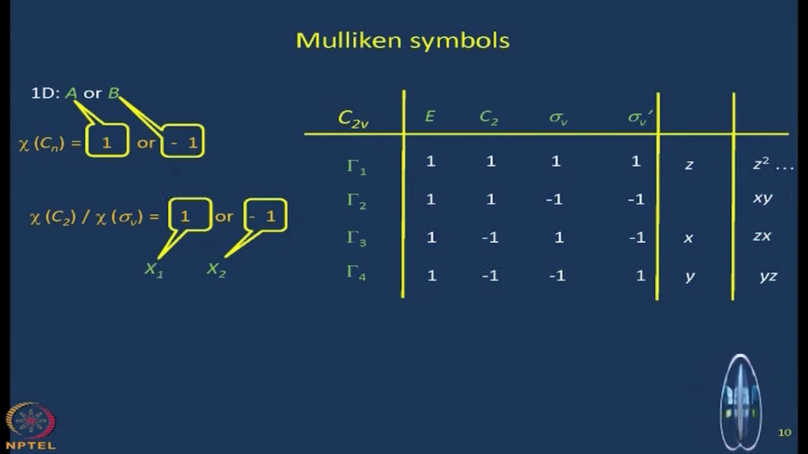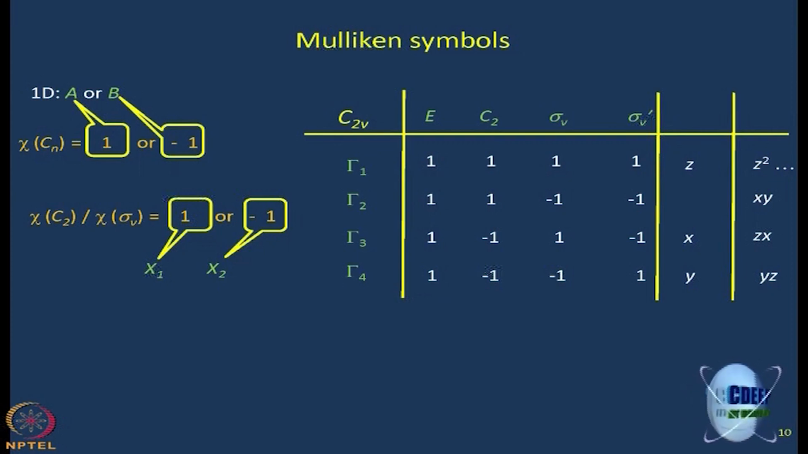Then we talked briefly about Mulliken symbols, and there we said that if it is one dimensional, then you call it either A or B. A if the character for the principal axis of symmetry is 1, B if it is -1. Then if you take perpendicular C2s or sigma V's, and the character is +1 or -1, that tells you which subscript to use, 1 or 2. That way we arrived at the names of the symmetry species A1, A2, B1 and B2.